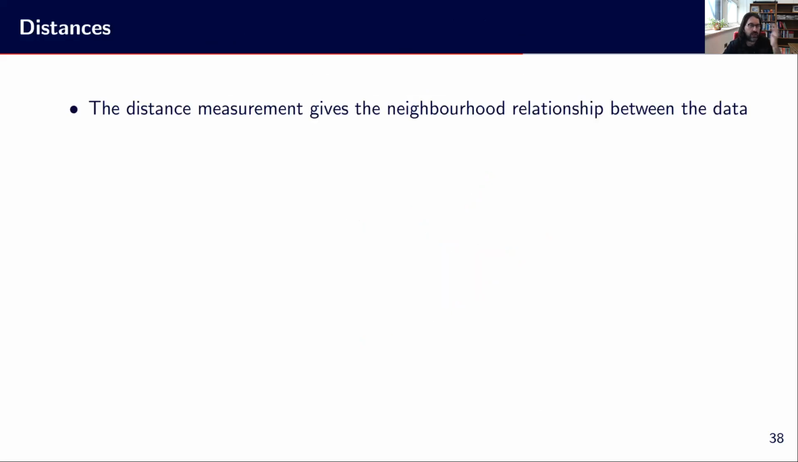So this was the effect of N and K, the dataset size and the number of neighbors. Now let's look at the distance measurement. So far we were using the Euclidean distance, which is a good choice, but this is not the only choice. The distance here gives us the measurements for determining the neighbors. So it is a way to evaluate the relationship between the data.